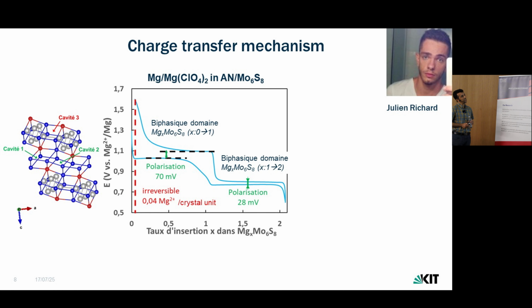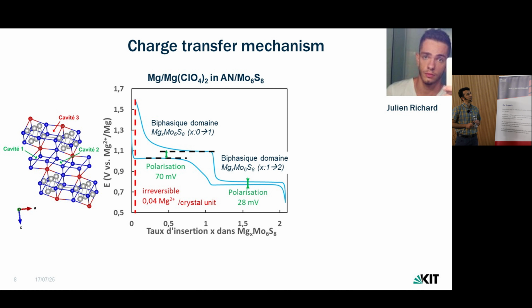So what can we learn from the galvanostatic profile? We have 2 polarizations. One polarization is about 70 millivolts in the beginning, in the first plateau, and then a very low polarization. So we will learn what this means in terms of ionic charge transfer. This work was done by Julien Richard during his PhD work.